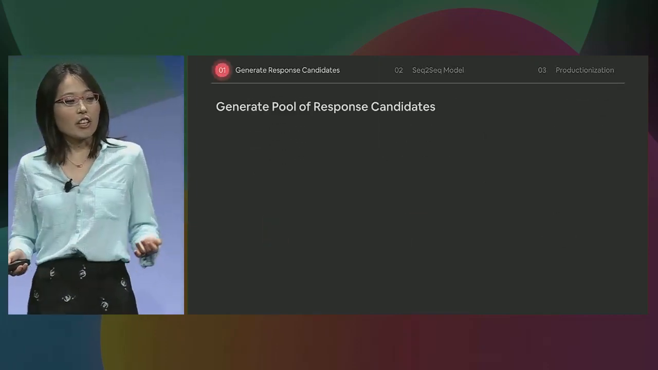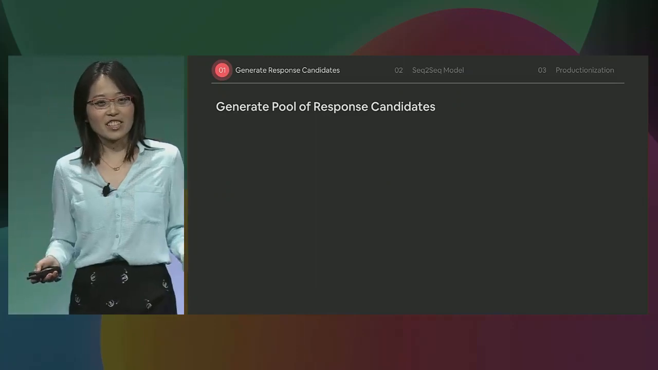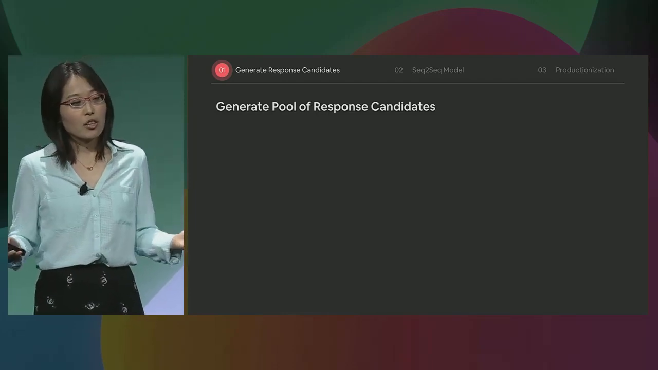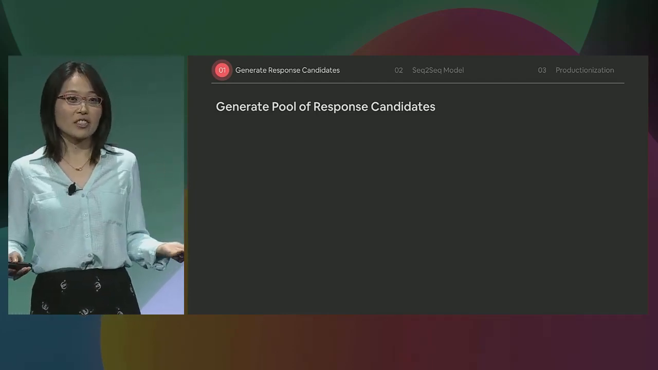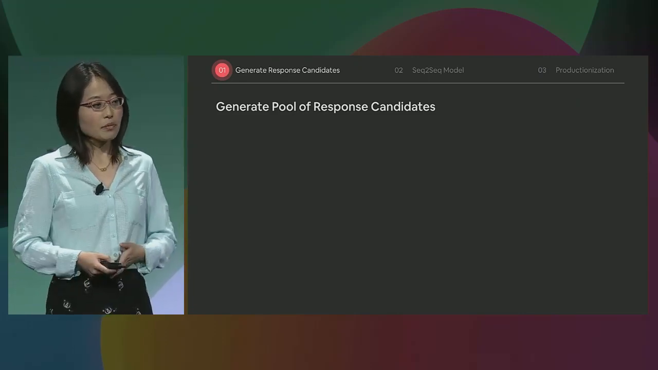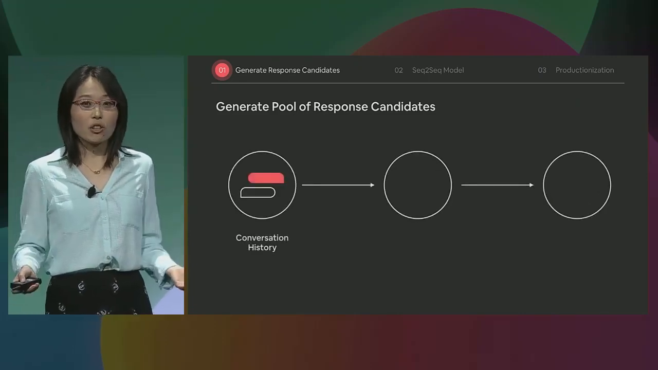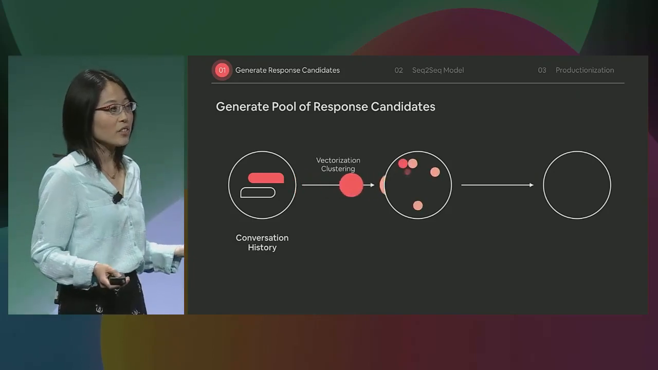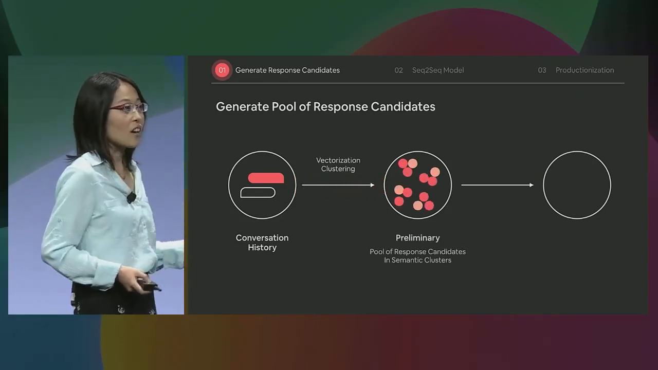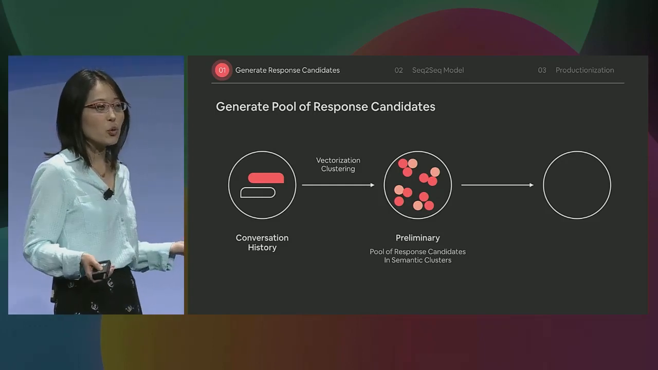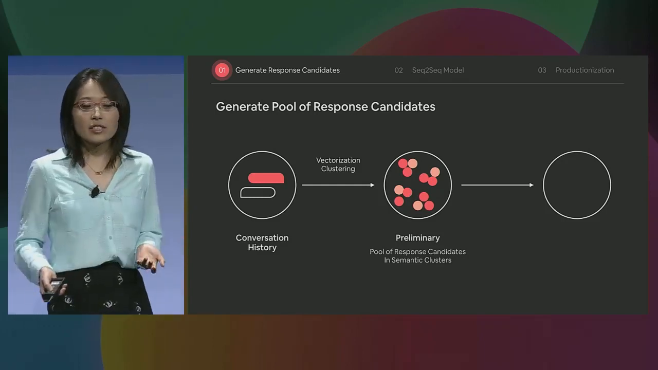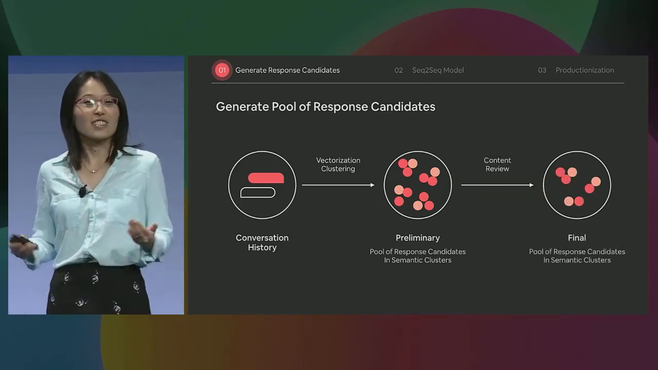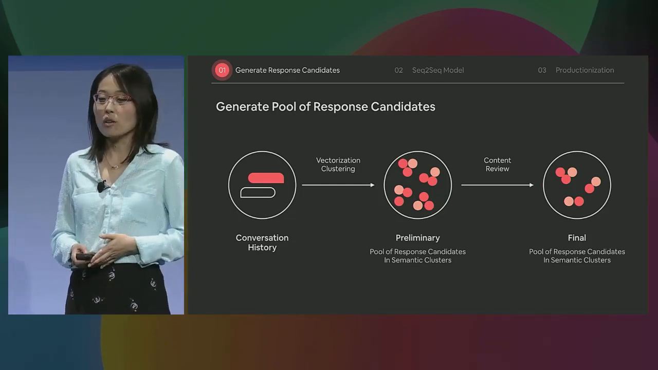The first stage is to generate a pool of response candidates. What are the commonly used response candidates? What are the commonly used courtesy responses? What are their variations? How do they evolve over time? We leaned into the historical conversation between agent and customers. We vectorized all agent responses and clustered them into semantic clusters. This gives us a preliminary pool of response candidates. Our content experts then reviewed this preliminary pool to ensure a proper tone and styles. This gives us a final pool of response candidates.